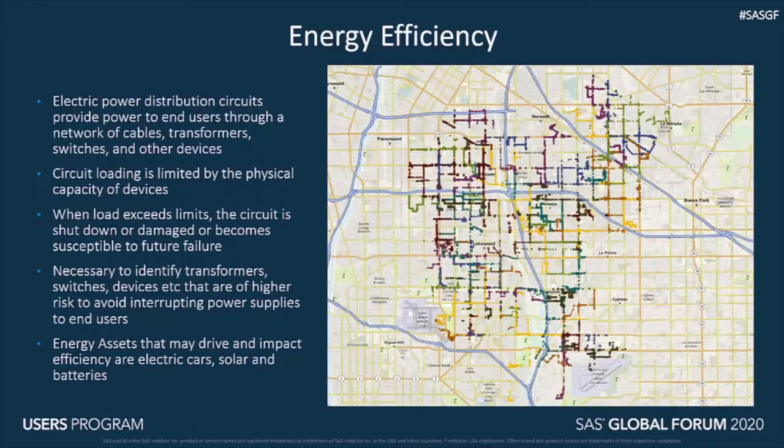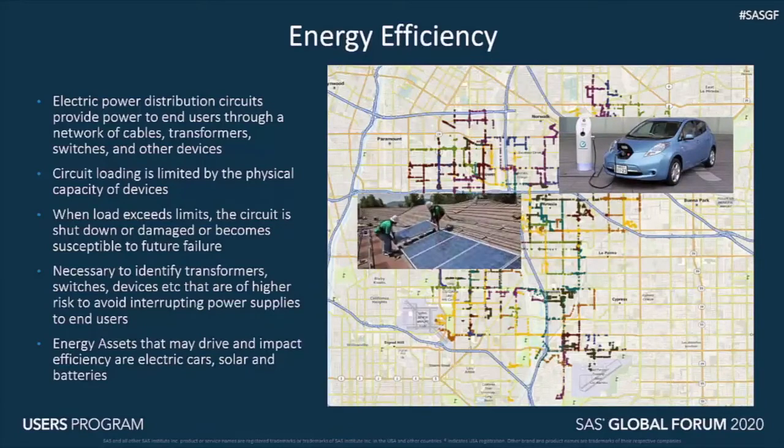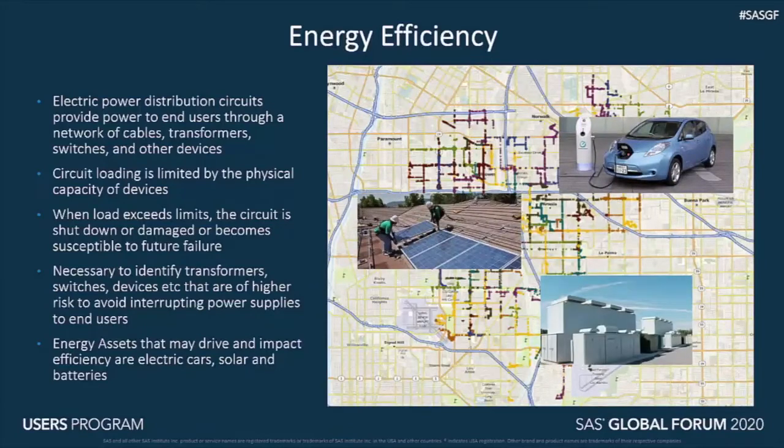Understanding the ebb and flow of energy across the network is key to enhancing energy efficiency, reliability, and safety. The distribution of energy is based on the circuit designs and the physical limitations of those circuit devices. Increasing energy assets like electric vehicles, solar arrays, and battery stations are impacting those limitations and configurations. Using analytics and devices in the field, SAS can enhance the energy efficiencies of those circuits.